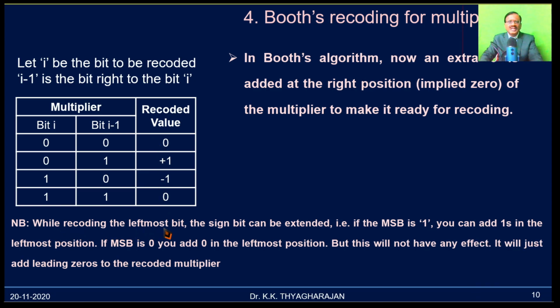While recoding the leftmost bit, it can be extended as a sign bit. That is, if MSB is 1, you can add ones in the leftmost position. If MSB is 0, you add 0 in the leftmost position. But this will not have any effect. It will just add leading zeros to the recoded multiplier.